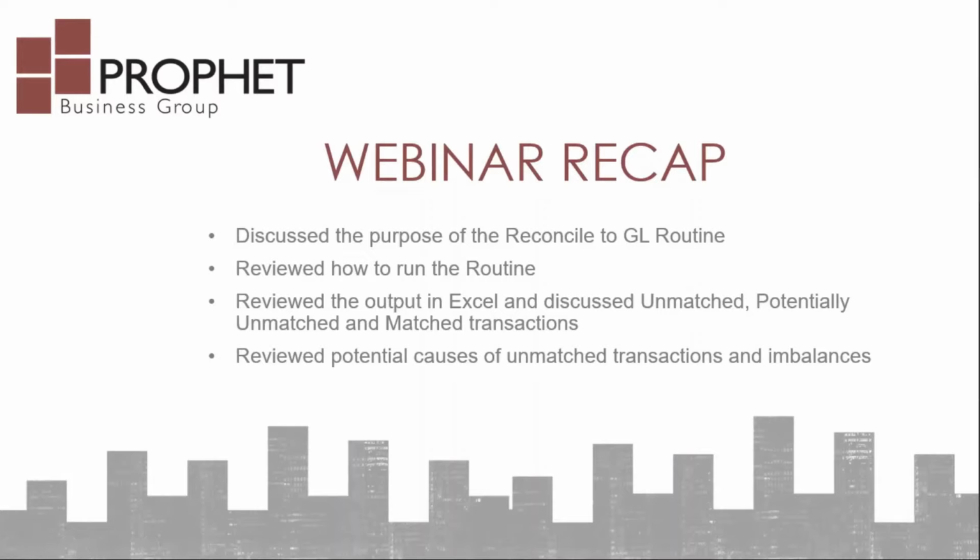So here's what we've learned today. We've discussed the purpose of the Reconcile to GL routine. We've reviewed how to run the routine, reviewed the output in Excel, and discussed matched, unmatched, and potentially matched transactions, and reviewed the potential causes of unmatched transactions, which are the main reason for imbalances between your general ledger and your subledgers.